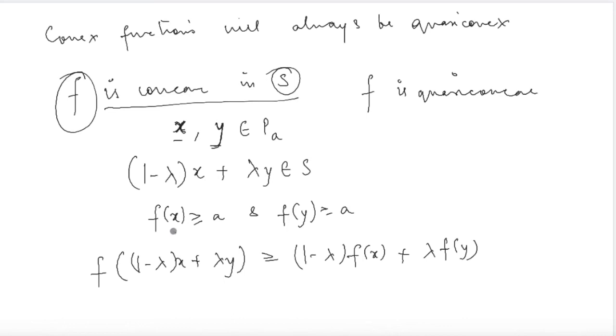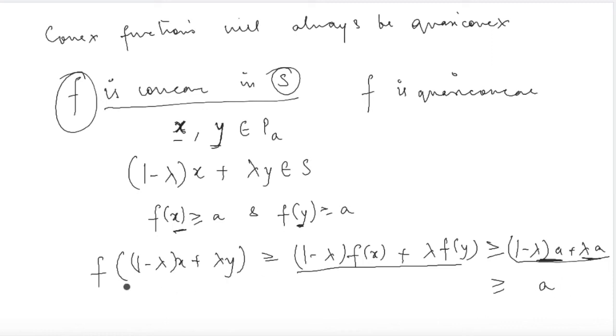And now, because we are saying that x and y belong to the upper level set, we have just said that f of x is greater than or equal to a and f of y is also greater than or equal to a. So here we can establish one more condition, which is that this entire term will be greater than or equal to (1 minus lambda) a plus lambda a. When you solve this, you will notice that this will come out to be greater than or equal to a. In (1 minus lambda) a plus lambda a, this lambda a and this lambda a will get cancelled out and you will be left with a.